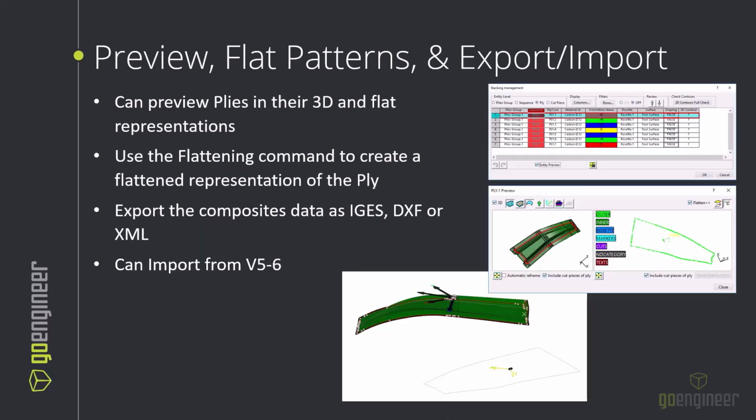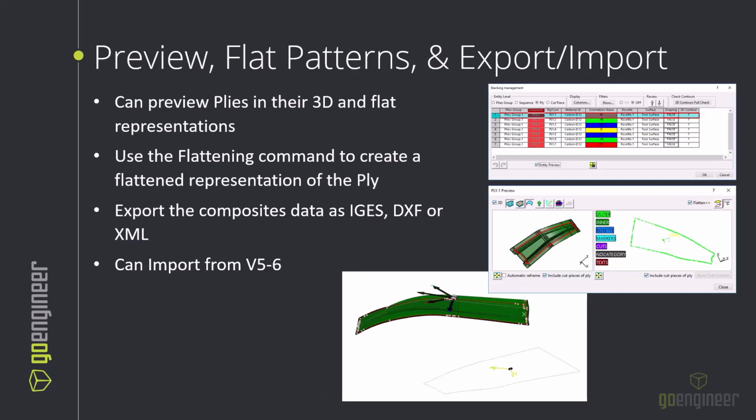We have the ability to preview our data here, as well as our flat pattern simultaneously. So here we see our ply as it lies on our finished part, and next to it we see the flat pattern of that ply, as well as some color-coded options here that tell us different information on the part. And then here on top of that we can also develop our entire flat pattern, as well as grab all of our composite definitions and export them to IGES, DXF, or XML, depending on which format is relevant for which kind of data you're trying to export.